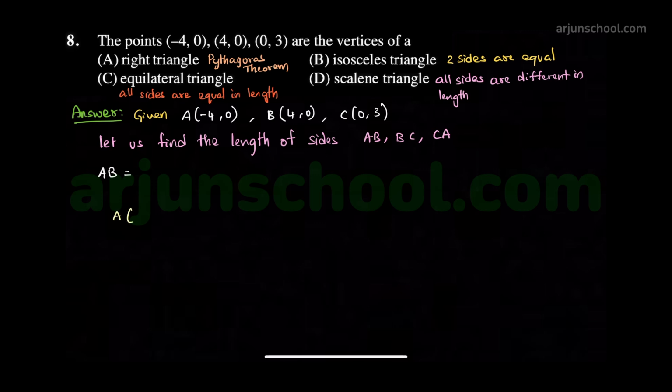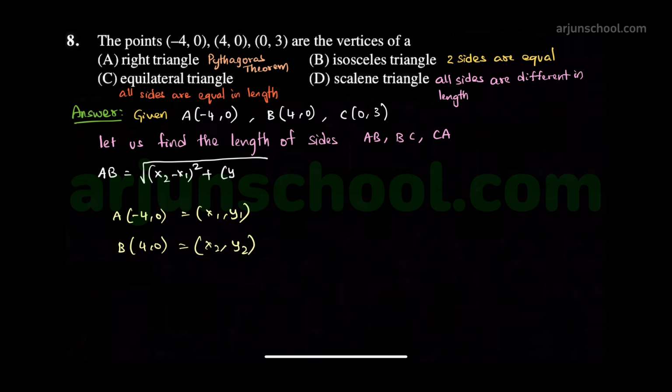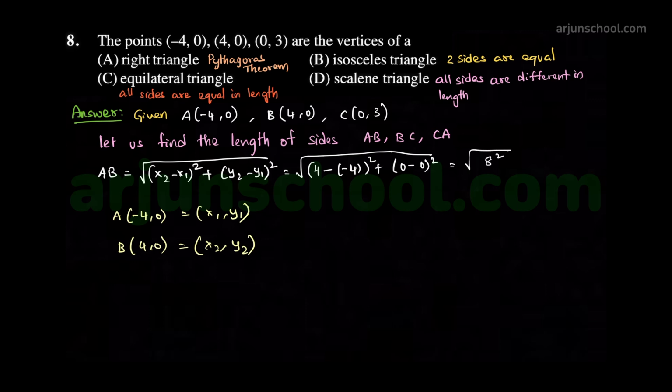AB is equal to, here the point A(-4, 0) is (x1, y1) and B(4, 0) is (x2, y2), and the distance between these two points is square root of (x2 minus x1) whole square plus (y2 minus y1) whole square. Root over (4 minus -4) whole square plus (0 minus 0) whole square, that is equal to root over 8 square, that is equal to 8. Now let us find the length of the side BC.